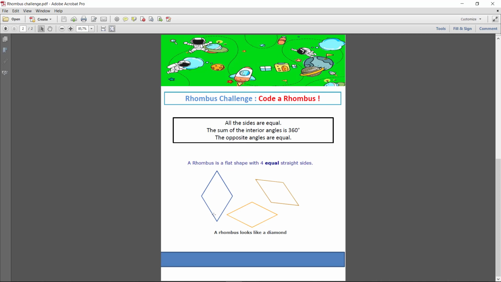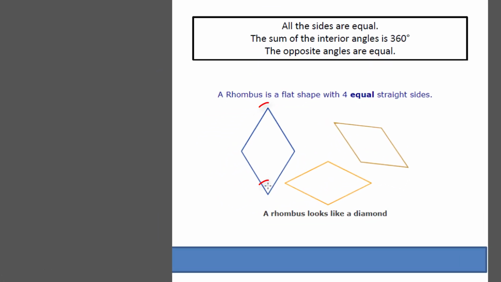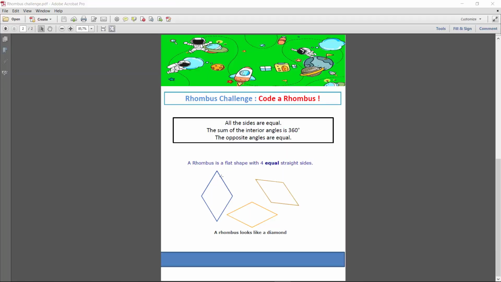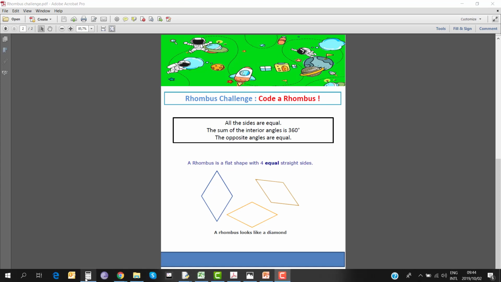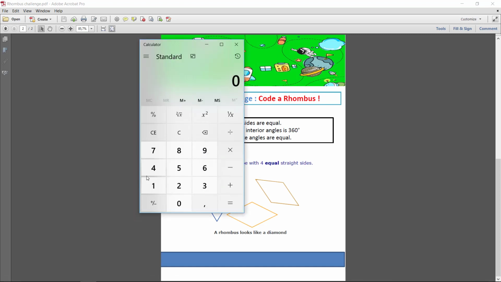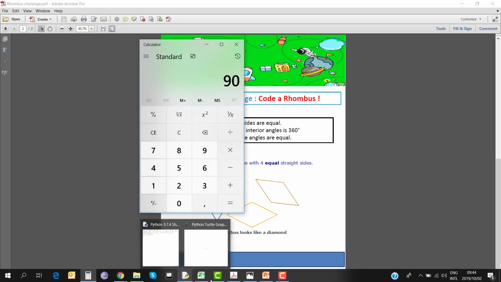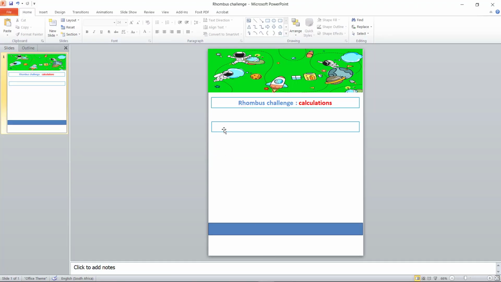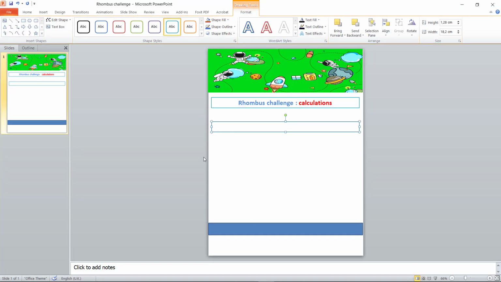So, let's say we want these angles to be both 45 degrees, because remember the opposite angles are equal. And this is what we call our, can you remember what it is called? It's called the acute angles because they are smaller than 90 degrees. So let's say we want our rhombus to be 45 degrees and 45 degrees on these two angles. So if I were to grab a calculator quickly, that is two angles of 45 degrees times two, that gives us 90 degrees.